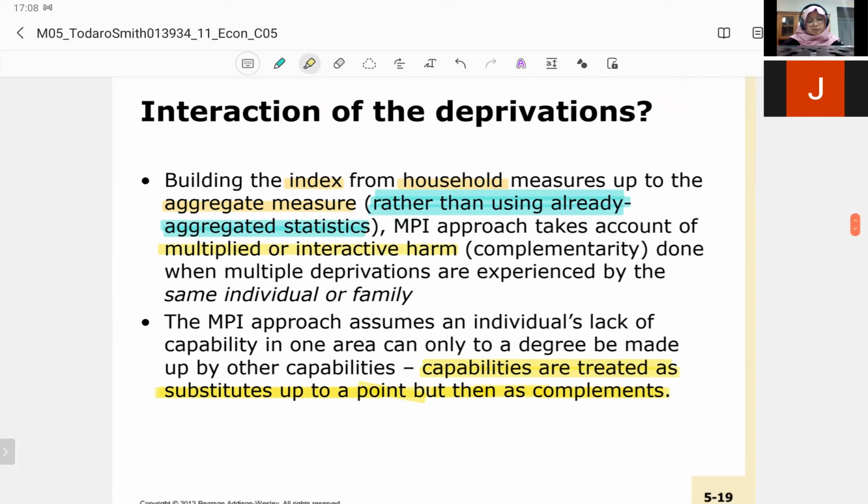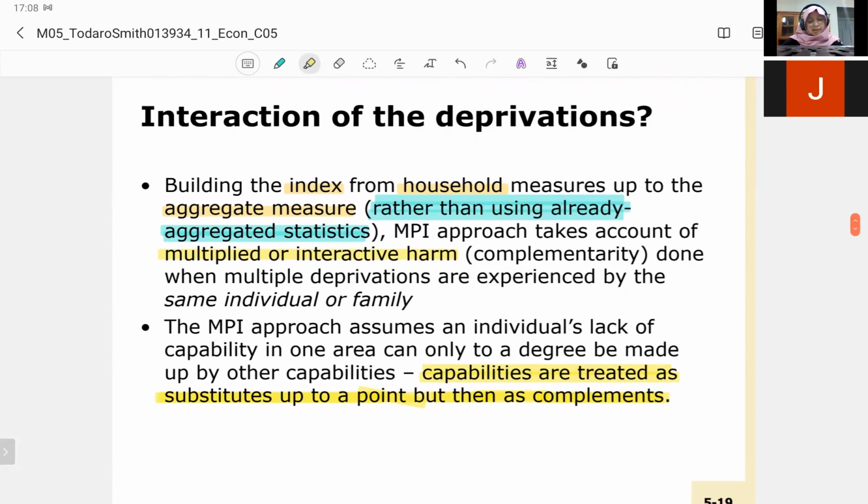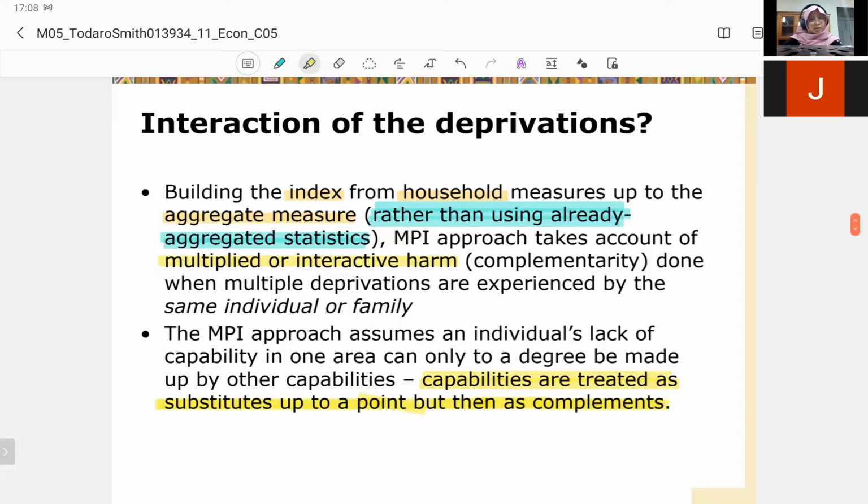I think we talked about this when we discussed the new HDI index, where the old HDI still considered each of the elements substitutes, but the truth is they are not entirely substitutes. Someone can be deprived in more than one dimension at the same time. Okay.